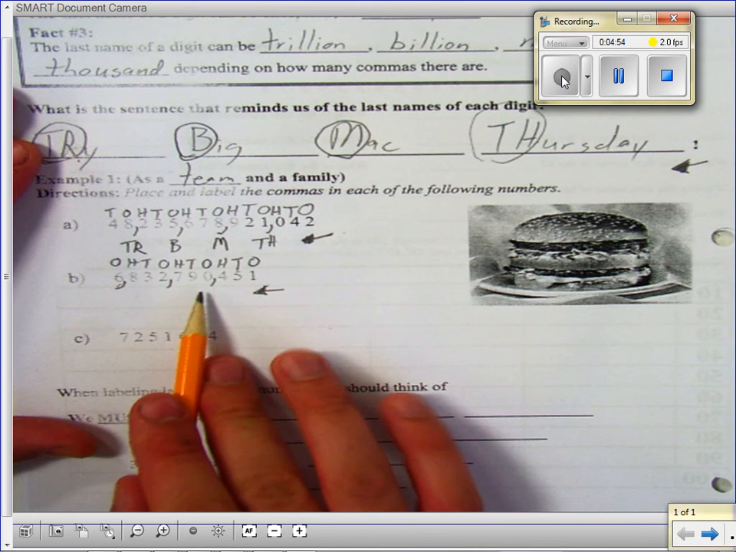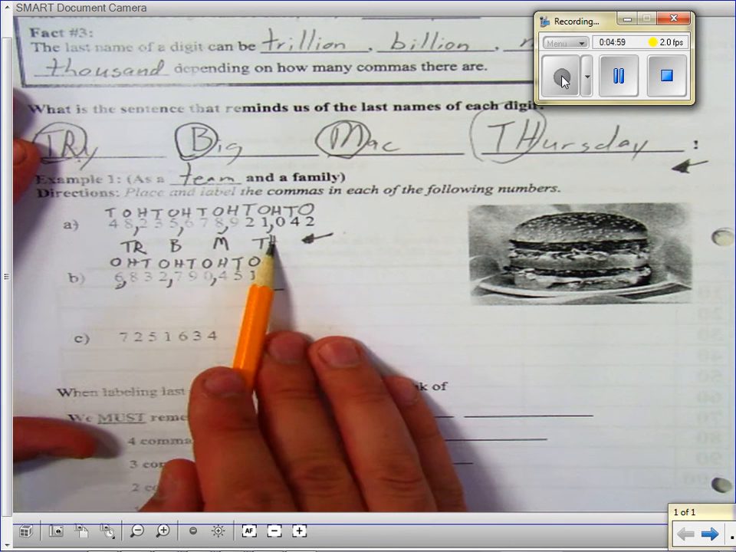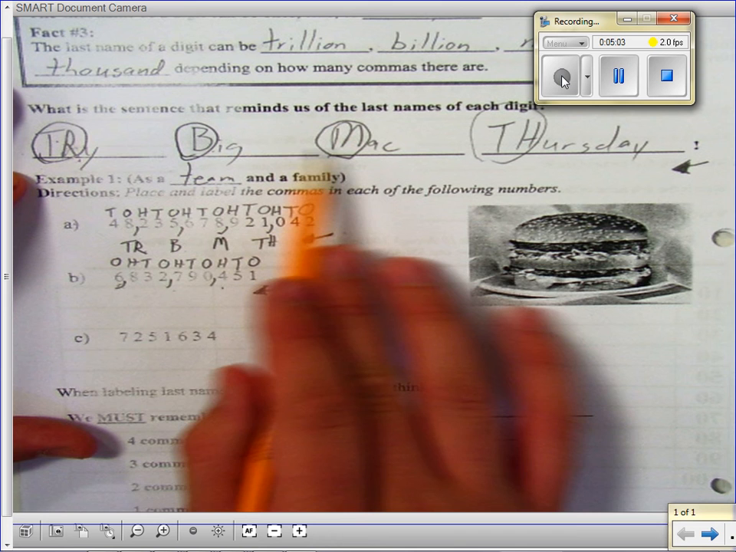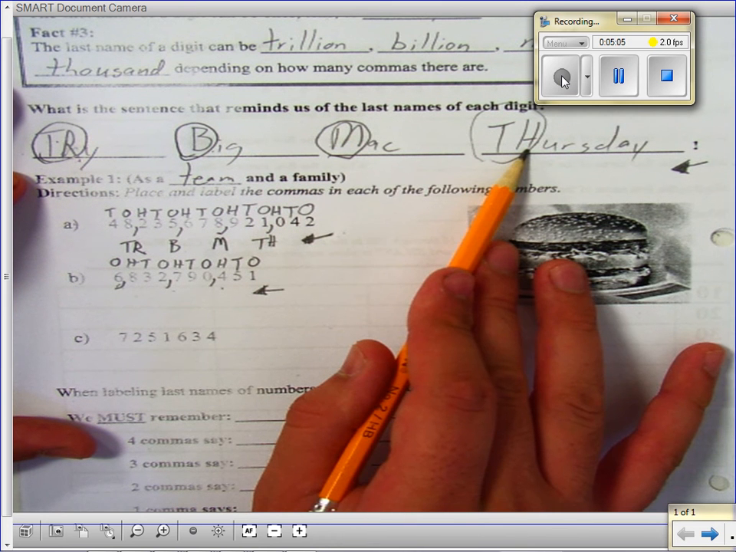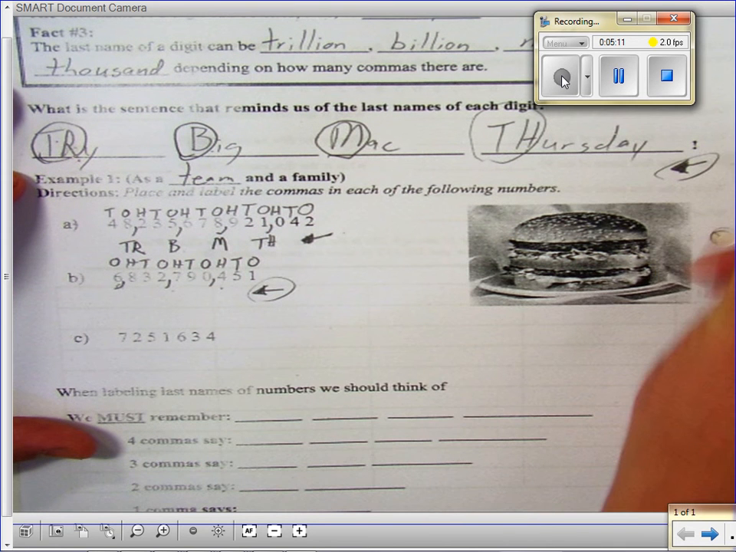Now we have to label the commas. In problem A, we had 4 commas. In problem B, we have 3 commas. That means we're only going to use 3 of the names for our commas. The important thing is to start on the right and go to the left.